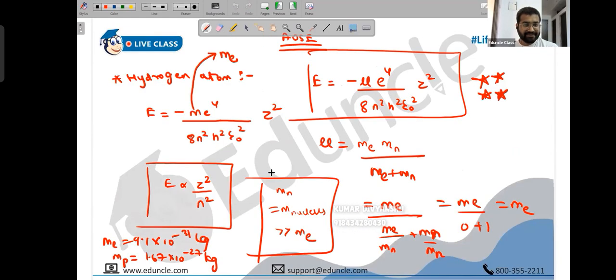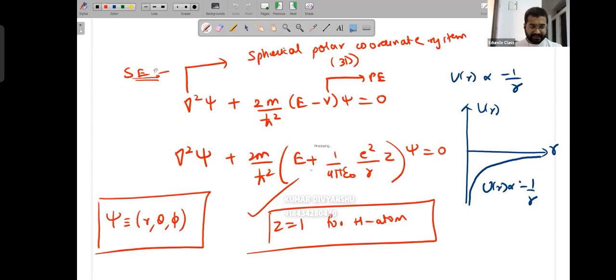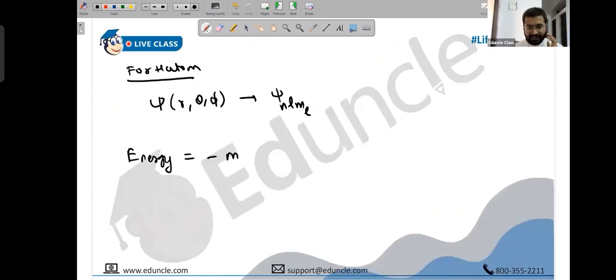m e power 4 into z square upon. There's no pi in the numerator. Pi nahi hai usse. Pi toh nahi, m raised to 4 upon... I think my pi probably exists if you write it in terms of h square, right? Okay. So energy is basically, m e raised to 4 upon 8 n square h square epsilon naught square, and then there is z square if you want to use it.